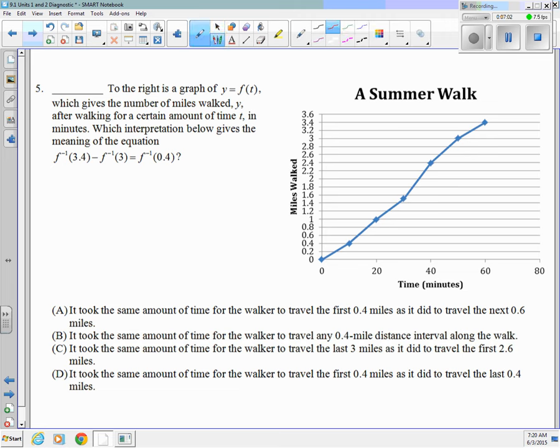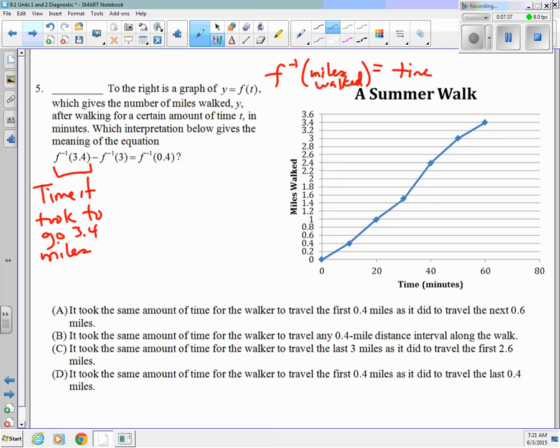Well, first question you might want to ask yourself, what is the meaning of f inverse of 3.4? Well, f is eating the time. So f eats the time and spits out the number of miles walked. So f inverse eats the miles walked. It switches the roles of x and y. So it's eating the miles walked and spits out the time. So this is really the time it took to go 3.4 miles. In other words, the time it took to walk 3.4 miles was 60 minutes.